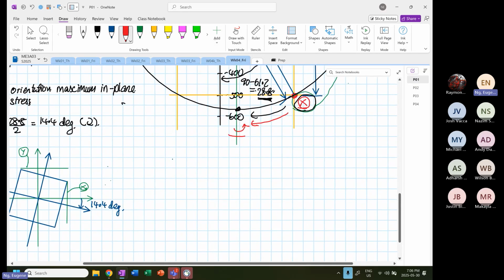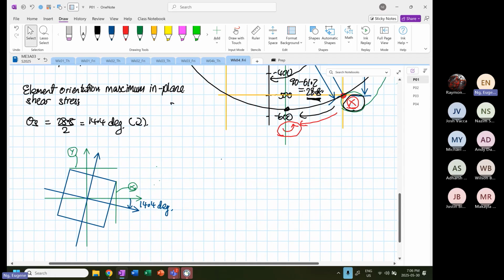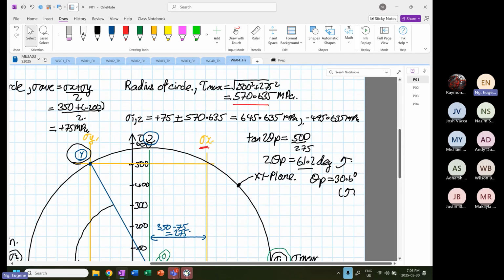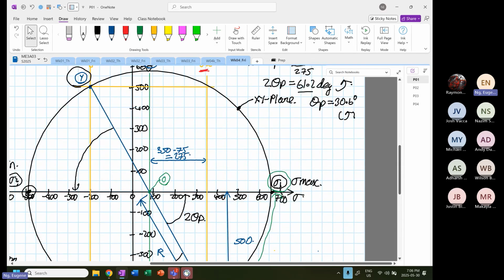But what direction is the element going to rotate? The element is going to rotate in an anti-clockwise direction. Okay, so anti-clockwise direction about this surface over here, right? Because this is rotated from point X clockwise 14.4, and it has to generate a clockwise rotation. So your shear stress will have this orientation, right? And that value over there will be equal to 570.635.